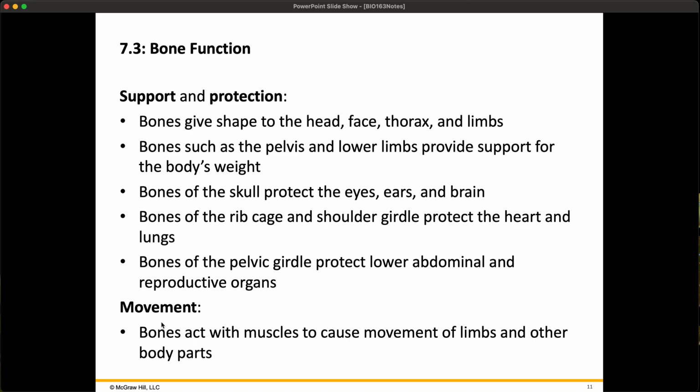Bones act as a source of movement. We call them the levers of movement because with muscles, that's what's actually causing the contraction. But if we didn't have bones, we would just be like jellyfish, just contracting and flopping all over the place and not really being able to direct where that movement goes. But by having bones, we can lever the muscles and actually provide for directional movement.